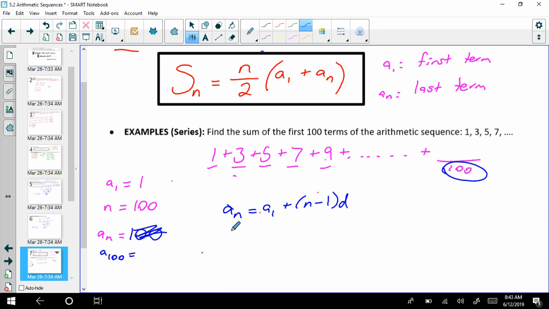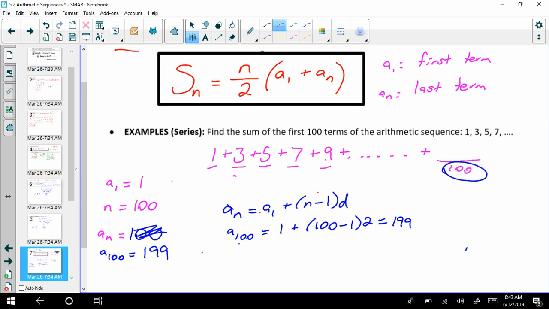So let's substitute in, let's find what is this mystery 100th number. So a sub 1 is 1, n is 100, and my common difference, what am I adding each time? 2. So if we do that math, the subtraction, the multiplying, and the adding, it turns out it comes out to 199. So that is my ending term. That is what is sitting in spot 100, 199.